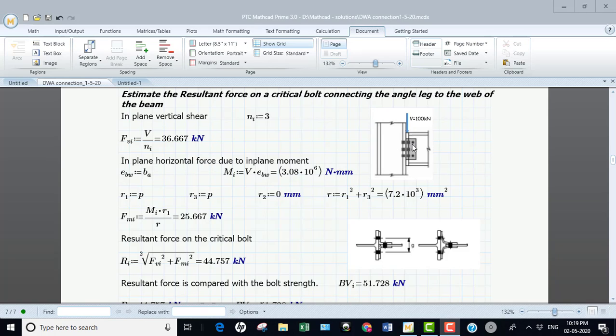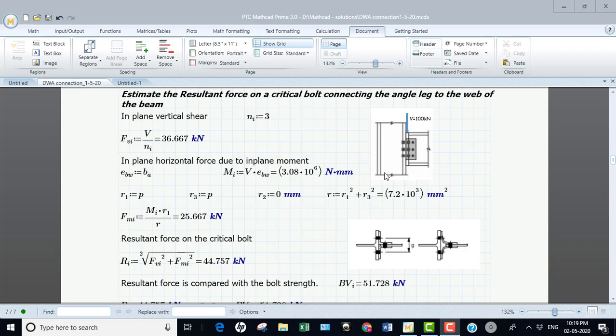The critical bolt always falls closer to the application of the force. Therefore, I'll take that force here. I already said that this force is exactly normal to the radial line. So this is your radial line. This is acting exactly vertical and this is exactly acting horizontal. So I'm just calculating the resultant force. The resultant force will be this much.